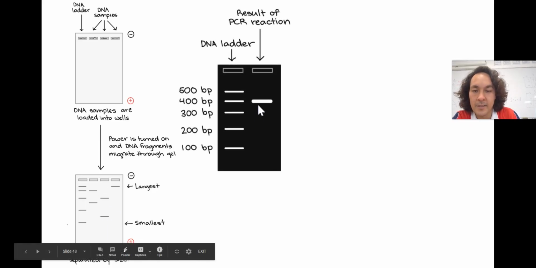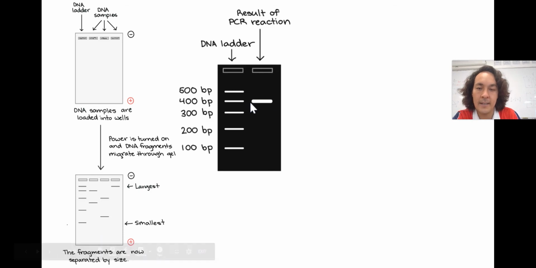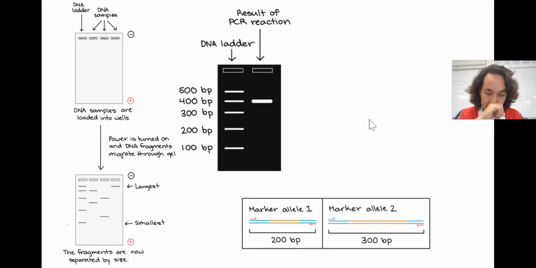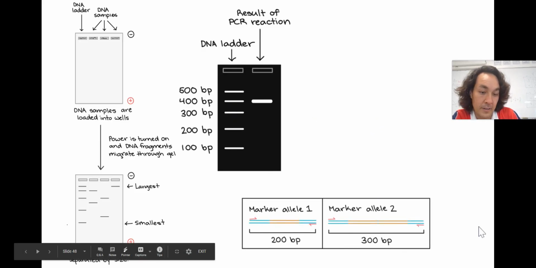So here's the result of a PCR, and let's say that the primers selected for a 400 base pair length segment of DNA. Once we put it through the gel electrophoresis, we have a known DNA ladder over here, and we pause it. It will come out here right along the 400 base pair. So let's say that we have different markers. And so this is where I think it's worth it to do some problems.